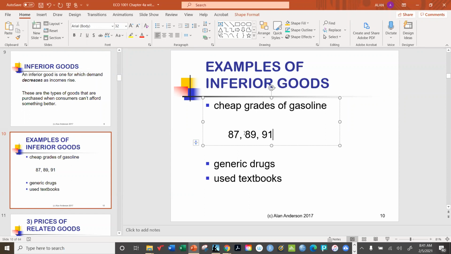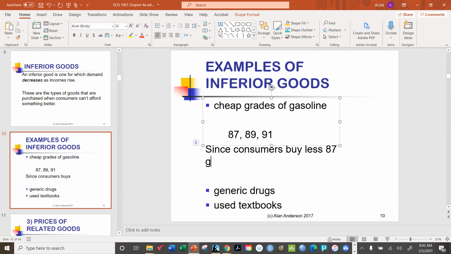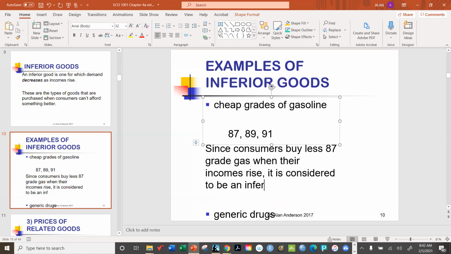So we would say here that the 87 could be considered an inferior good because when your income goes up, you buy less of it, okay? And more of the 91, of course. So since consumers buy less 87 grade gas when their incomes rise, it is considered to be an inferior good.